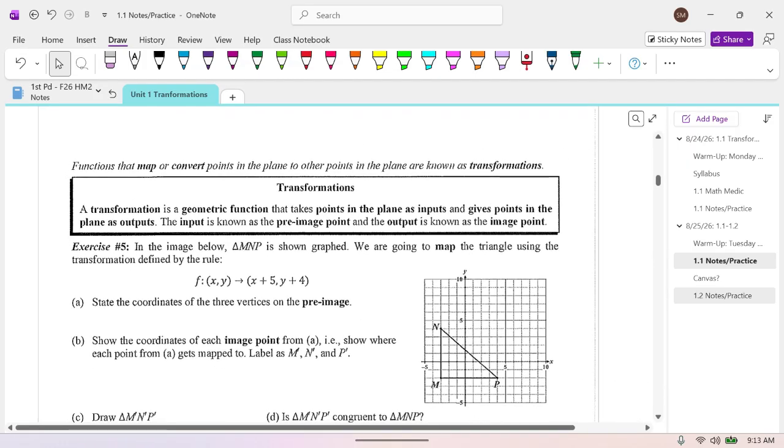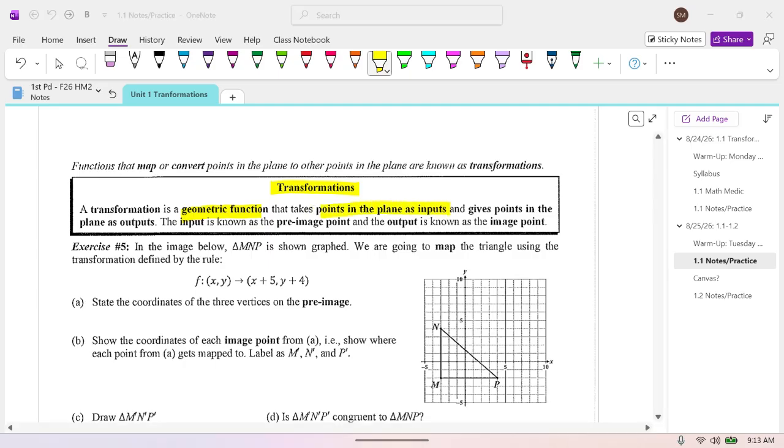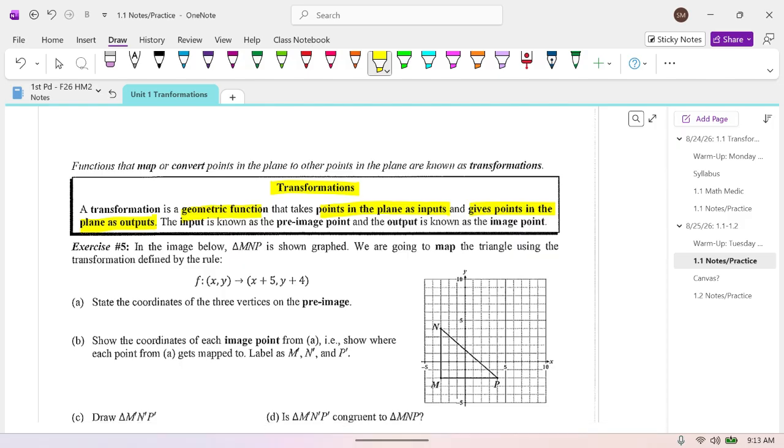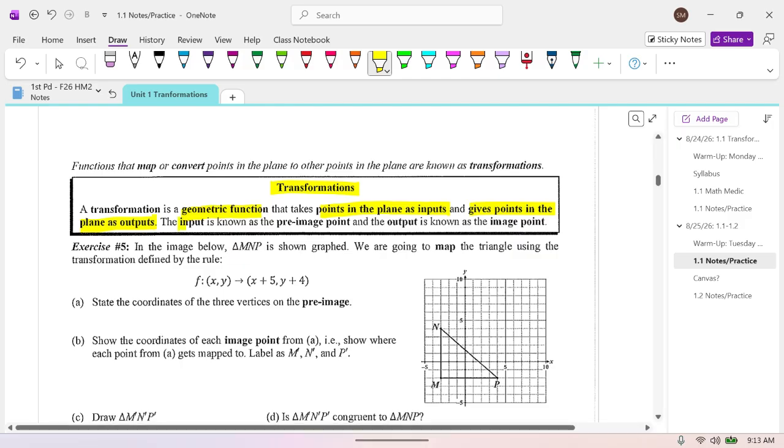All right, so some definitions on the next page. Transformations. A transformation is a geometric function that takes points in the plane as inputs and gives points in the plane as outputs. So unlike the input just being x in a regular function and then the output being y, we have points as an input and points as an output, so x and y. So the input is known as the preimage, like I said previously. The output is known as the image. All right, I already told you that.